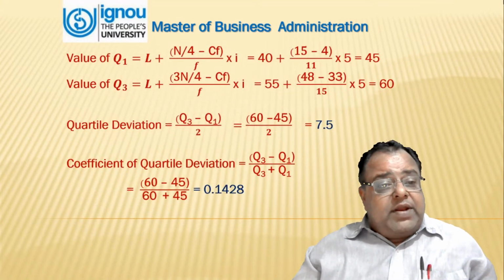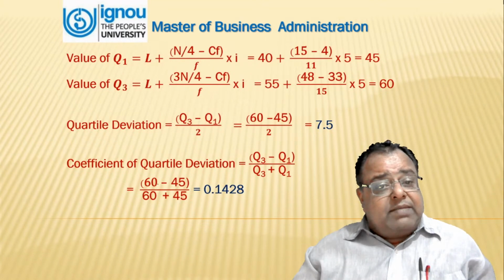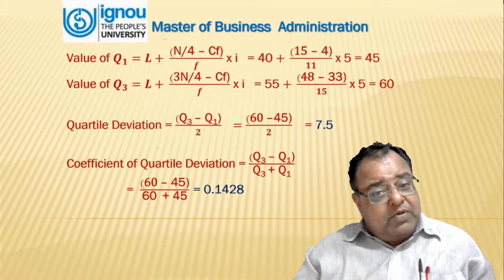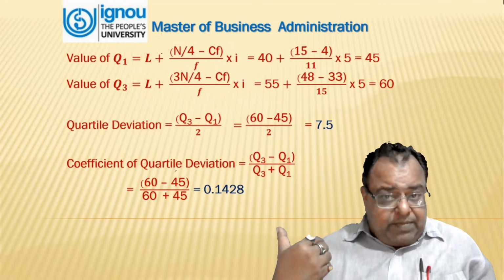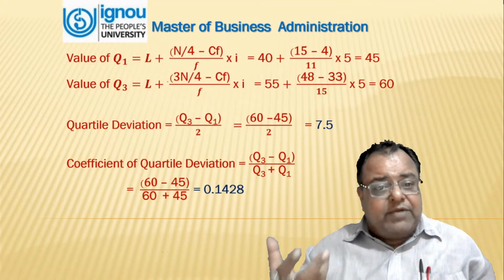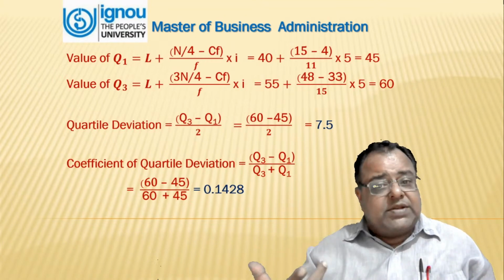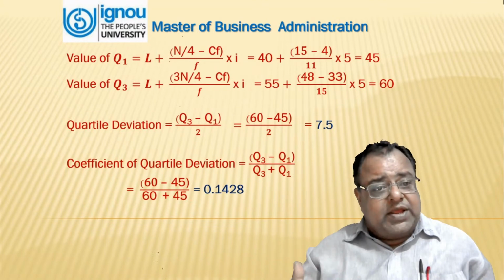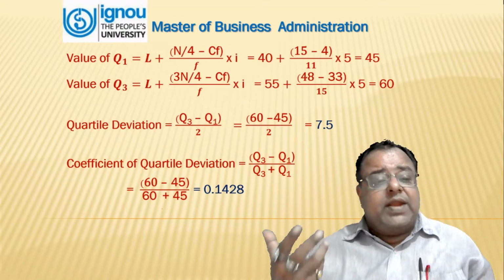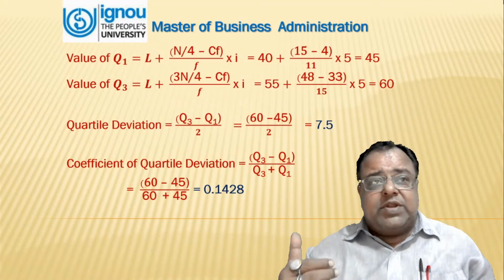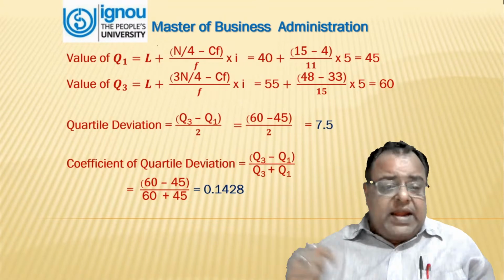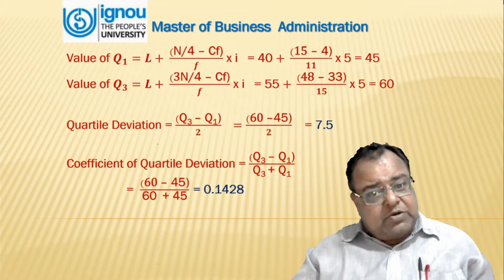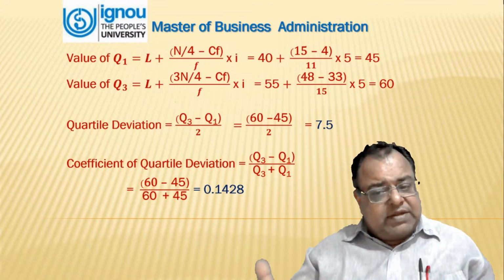We have to calculate the value of Q1. Q1 is L plus N by 4 minus CF upon F into Y. And Q3 is L plus 3N by 4 minus CF upon F into Y. Putting in all the values of N by 4, 3N by 4 and the respective frequencies in the formulas of Q1 and Q3, you will get the values of Q1 and Q3. Here Q1 is 45, Q3 is 60. Quartile deviation is Q3 minus Q1 by 2. We get quartile deviation as 7.5.